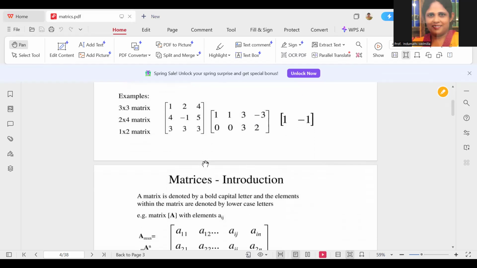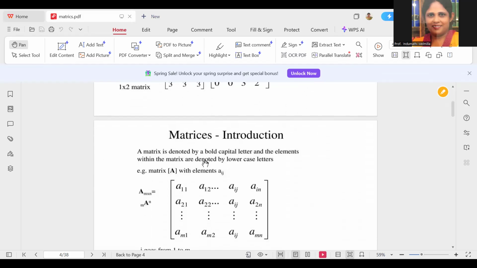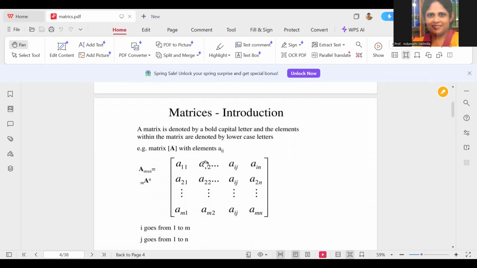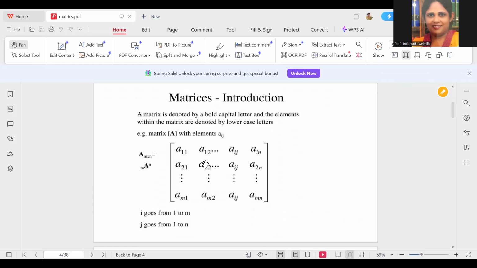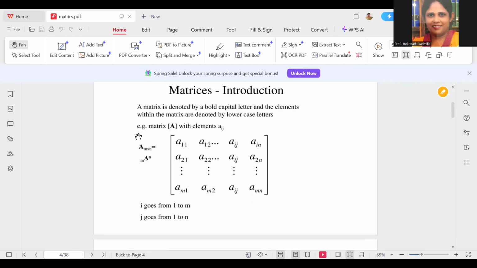Here I have given the general form of the matrix. This matrix is denoted by letters or elements inside the bracket. Here you can see I have given the name for the matrix, A, and m into n. That is the size of this matrix. That means the number of rows is m and the number of columns is n.